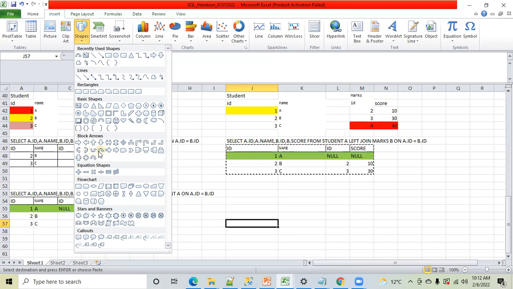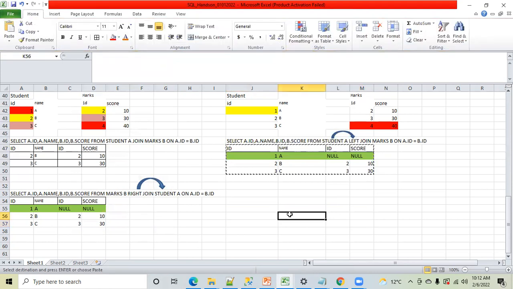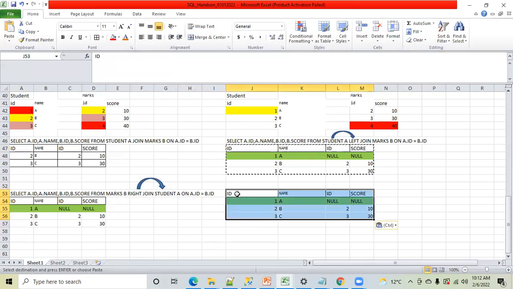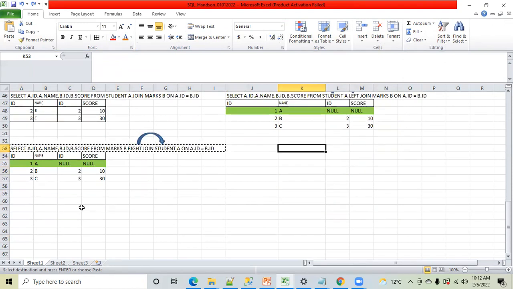And where is that left join? Left join means you want all the data from this table, right? Yes. I think you guys understood now. Now next query. Let's practice some more queries.